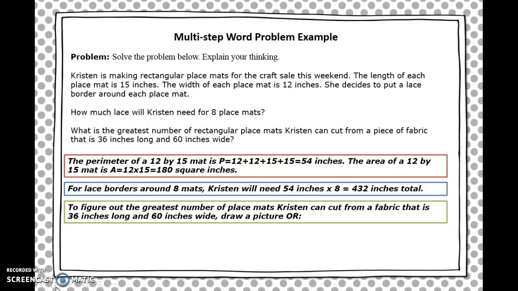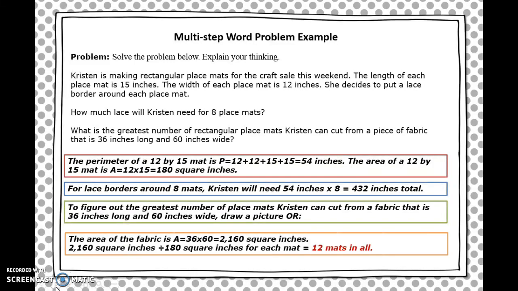Now my next step is to figure out the greatest number of placemats Kristen can cut from fabric that is 36 inches long and 60 inches wide. We can do this by drawing a picture, or we can use our Math Smarts and solve for the area of the fabric. Again, remember the formula to solve for area is length times width. So 36 times 60, which is the fabric, equals 2,160 square inches.